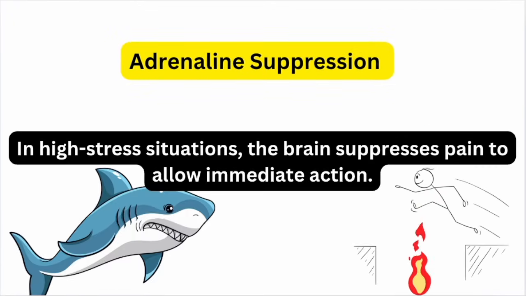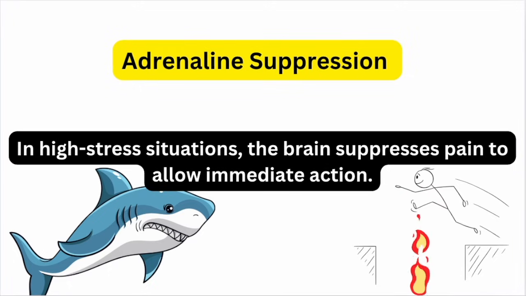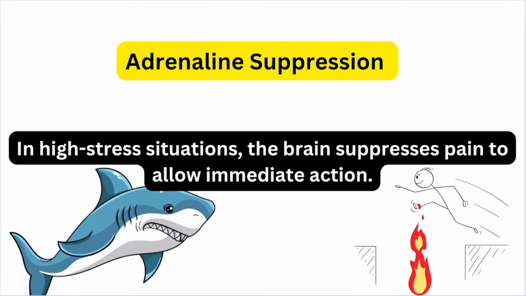Adrenaline suppression is when, in high-stress situations, the brain suppresses pain to allow immediate action. This is when someone's getting attacked by a shark, but they don't feel the pain from the bite due to that action.